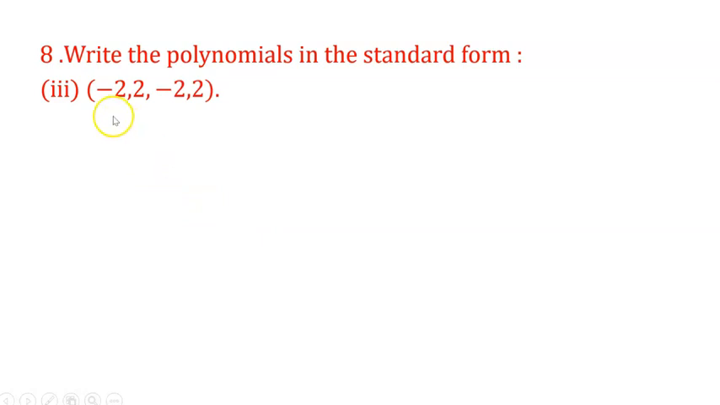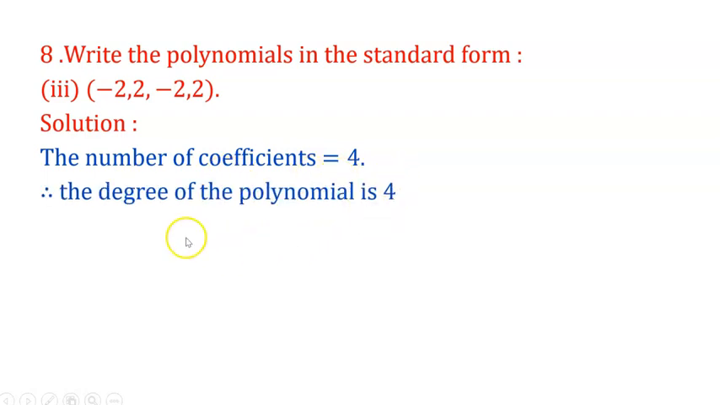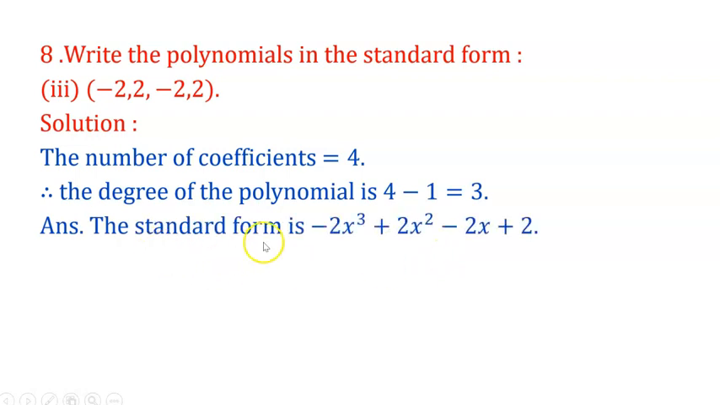Next, minus 2, 2, minus 2, 2. How many coefficients are there? 4, and the degree is 4 minus 1, that is 3. Therefore the number of coefficients is equal to 4. The degree of the polynomial is 4 minus 1, which is equal to 3. The standard form is: now take this coefficient, it has a minus sign, therefore it is minus 2x cube plus 2x square minus 2x and lastly plus 2.